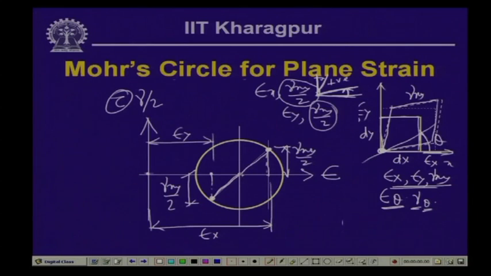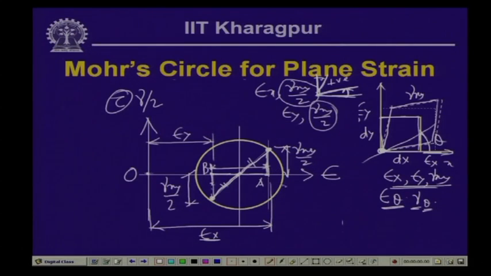Now, if we join these 2 points, where the line crosses the epsilon axis denotes the center of the circle, and this line is the diameter of the Mohr circle. Now, if you look into this particular triangle and this particular triangle, this is equal to this, hence the distance from here to here is divided equally by this particular point. Now, from O to A, the distance is epsilon x. From O to B, the distance is epsilon y.